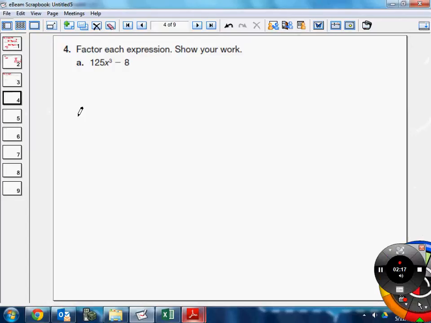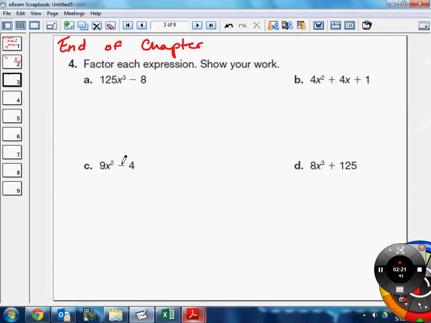Okay, so this is where I kind of wanted to do some focusing on the end of chapter starting at number 4. What they've done here is they've taken 4 different types of problems. This one here is the perfect cubes. This one here is a perfect square. Again, I have a perfect square. And this is a perfect square binomial versus this one is a trinomial.